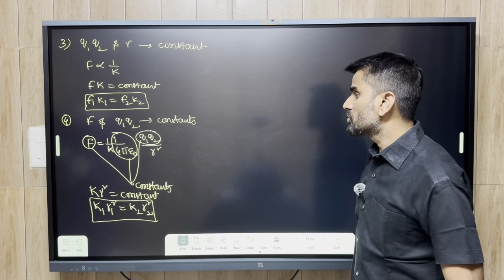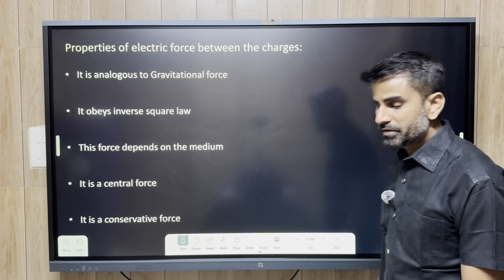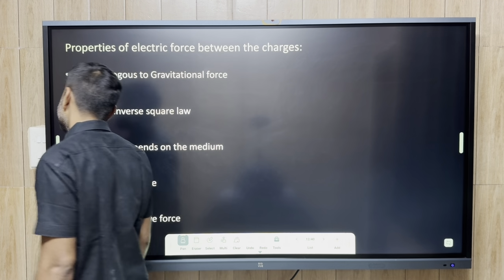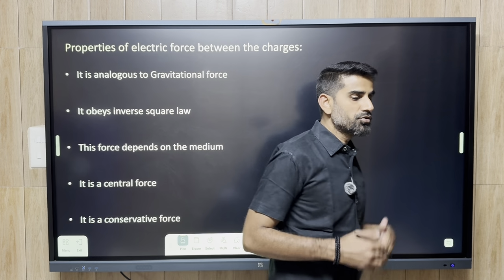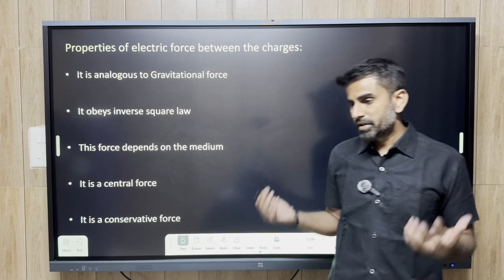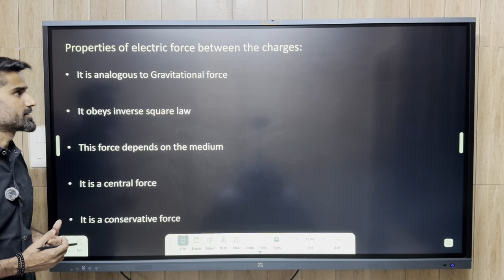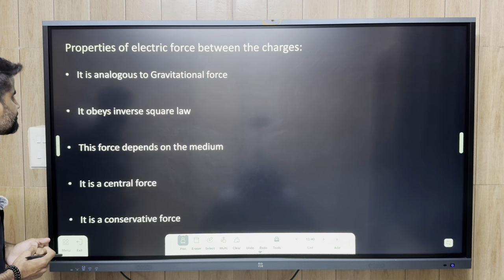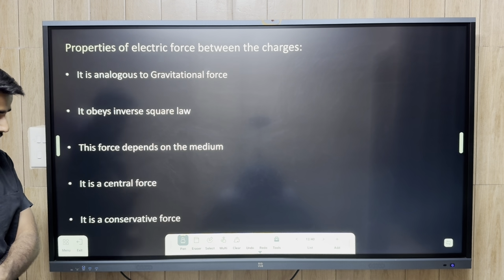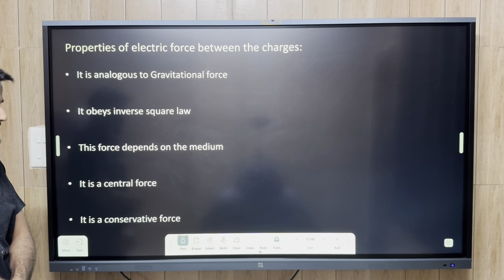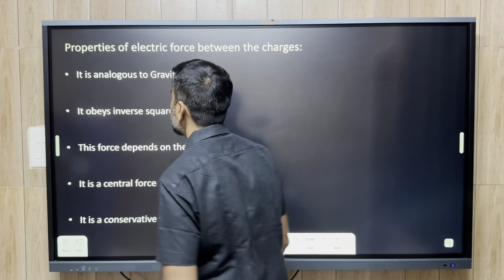Now let's move on to the next point of discussion, which is properties of electric force. So far we have been discussing the concept of electric force by using Coulomb's law, right? So let's understand some properties of electric force between the charges. First point is, it is analogous to gravitational force. Let's understand the term analogous, which is almost similar, not exactly similar, almost similar, analogous to gravitational force.